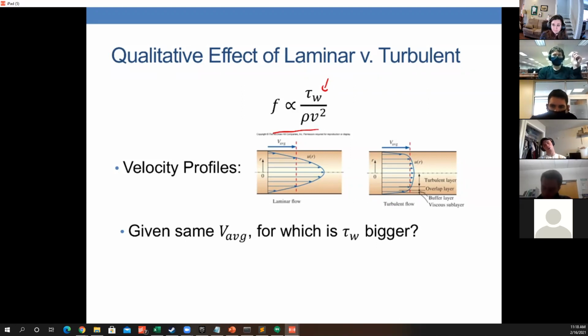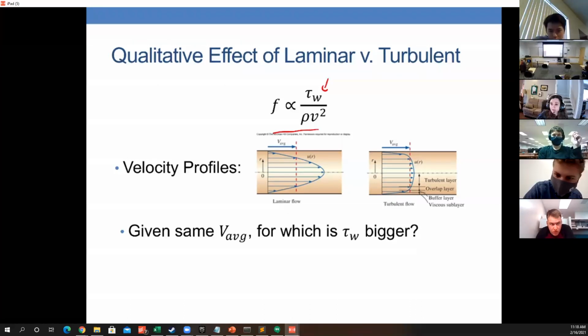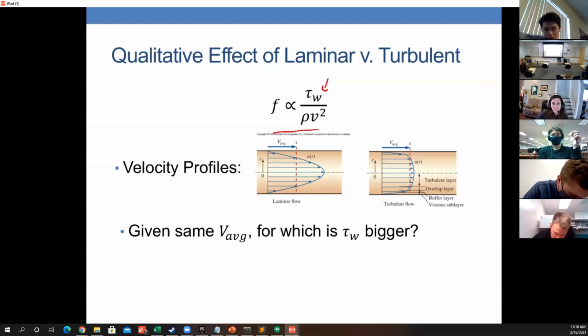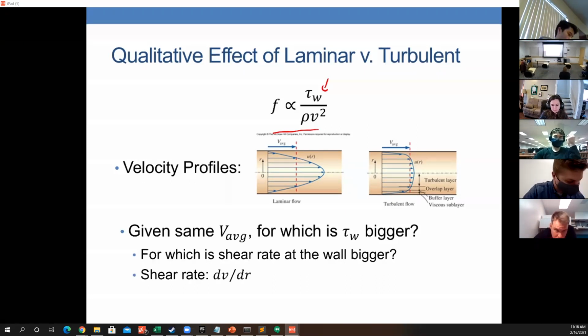The left one, because... oh, go ahead. The greater the change in velocity over the change in the height, the greater the shear stress. Right, Rankin, exactly right. Change in velocity over change in height, also known as shear rate. Okay? Or in this case would be du/dr.